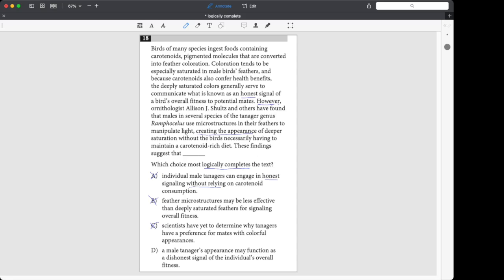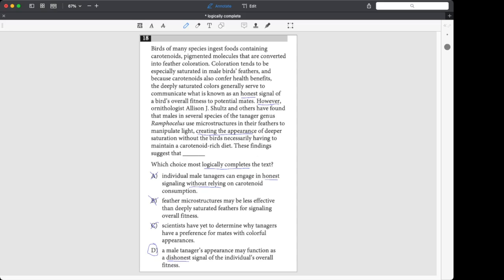That leaves us with D, which is correct. And let's think about this. A male tanager's appearance may function as a dishonest signal of the individual's overall fitness. So let's break this down in case it doesn't click right away. Dishonest. Well, we did say earlier the bird was faking it, and we said the bird was faking it because it didn't eat the carotenoids and it's still having this appearance that it did. So that's kind of dishonest, to be honest, right? And is it a dishonest signal of the individual's overall fitness?